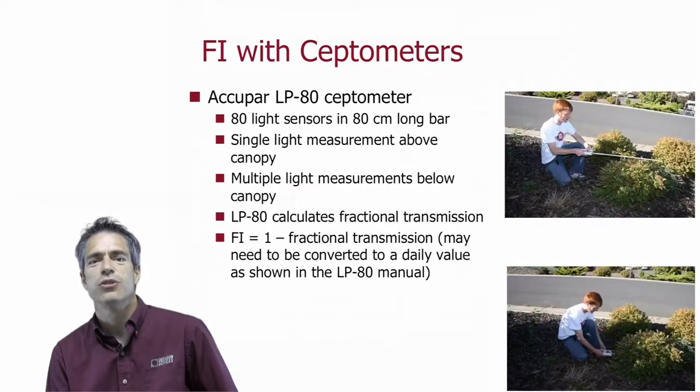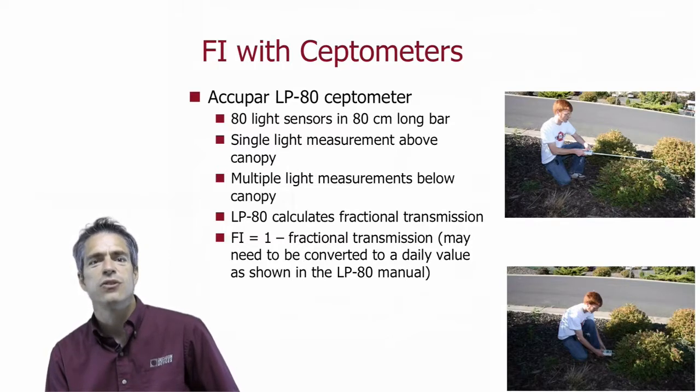How do we measure intercepted light with one of these devices? Well, we're looking here at the Decagon LP80 AccuPar ceptometer, and it's relatively straightforward. It's got 80 light sensors along that rod, and these each are sensing the amount of light hitting that exact point. They're spaced at 1 centimeter apart, so that rod is 80 centimeters long.